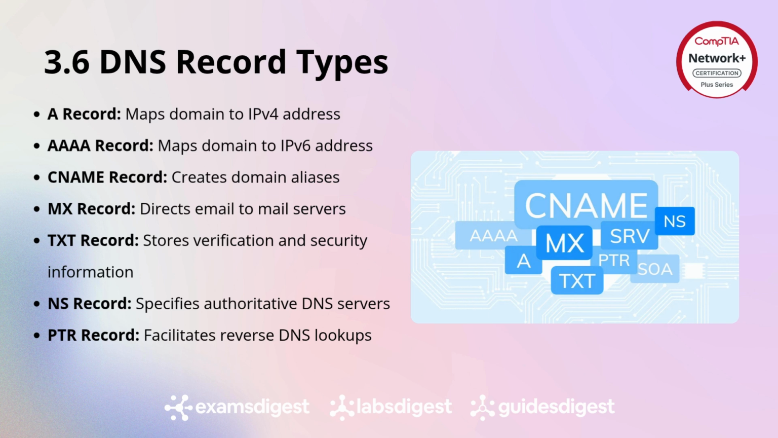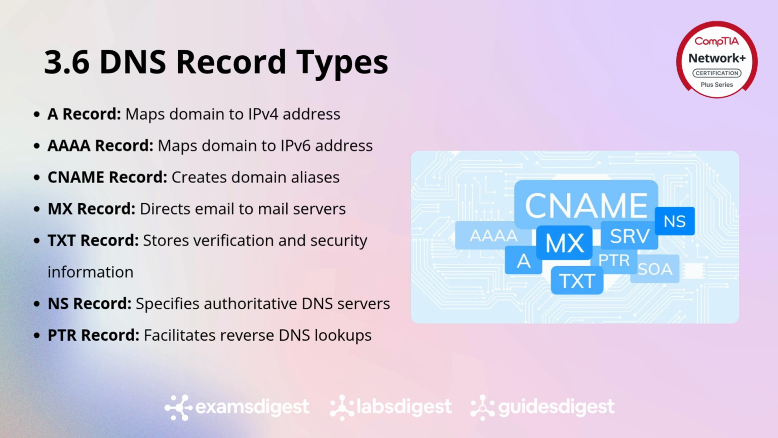The A record, or Address record, maps a domain name to an IPv4 address, allowing devices to locate servers on the network. The AAAA record is similar to A records, but maps domain names to IPv6 addresses, supporting the newer IP addressing scheme. The CNAME, or Canonical name, creates an alias for a domain name, allowing multiple domain names to point to the same IP address. This is useful for managing multiple services under a single domain.